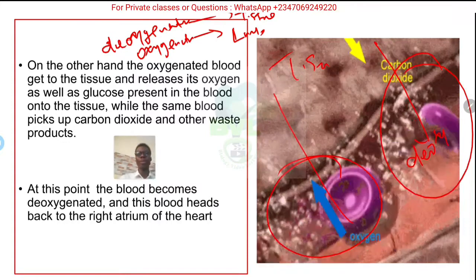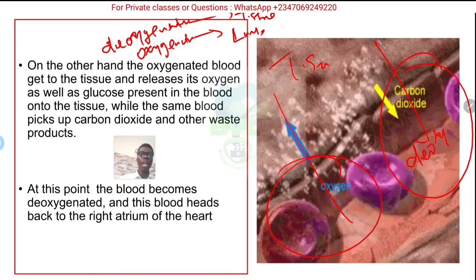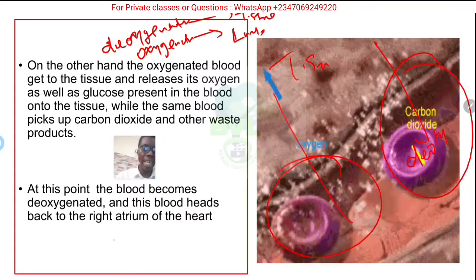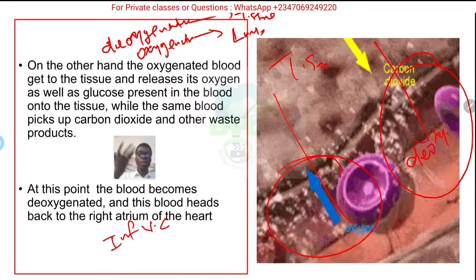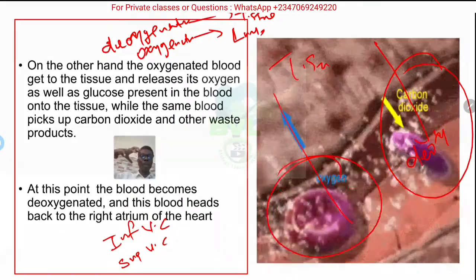It's that simple. So at this point, the blood becomes deoxygenated, and this blood heads back to the heart, to the right atrium of the heart. How does it get there? By the inferior vena cava coming from the lower part of the body, and the superior vena cava coming from the upper part of the body. All right.